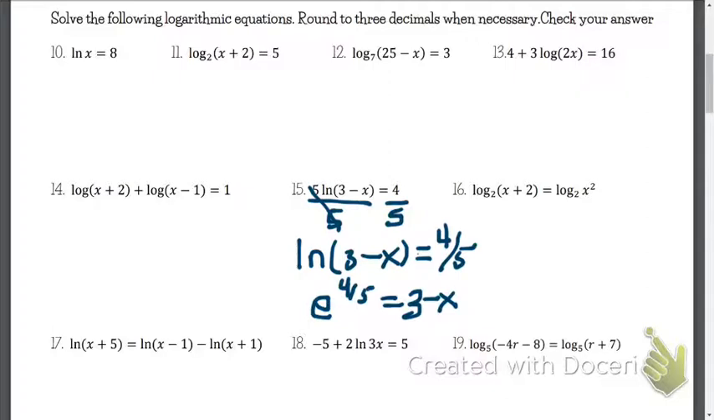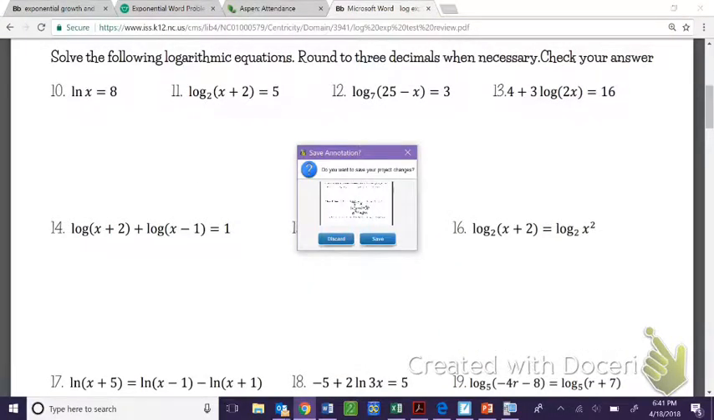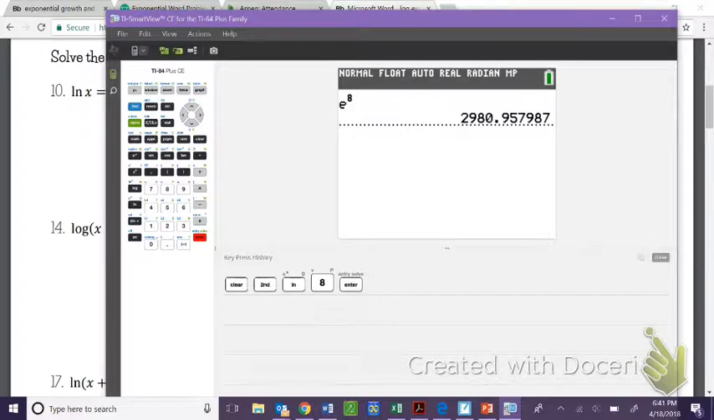Now, how do we figure this out? We need to put it into our calculator. Please remember, E is an actual button on your calculator. I know I sound silly talking about this, but it's an actual thing. It really is something on your calculator. So here we go. E, second ln, E to the 4 divided by 5 equals 2.25.